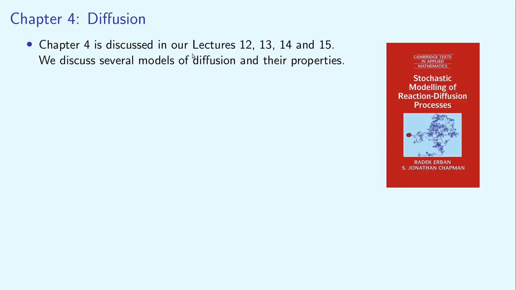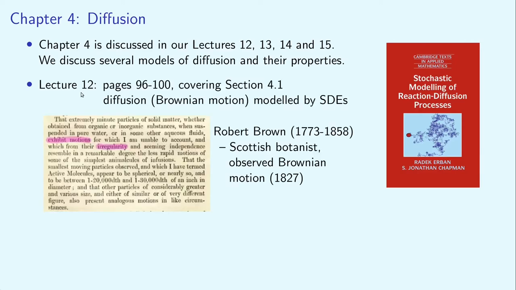Today, we will start a series of four lectures presenting the material from chapter 4, which includes several models of diffusion and their properties. In this lecture, we will discuss section 4.1, covering models of diffusion or Brownian motion, which are based on stochastic differential equations.